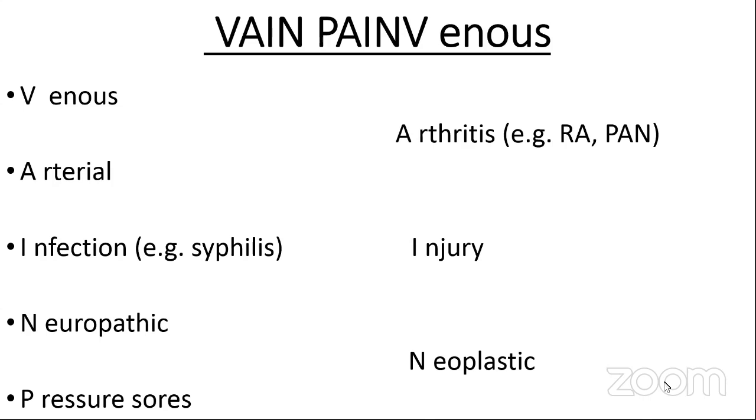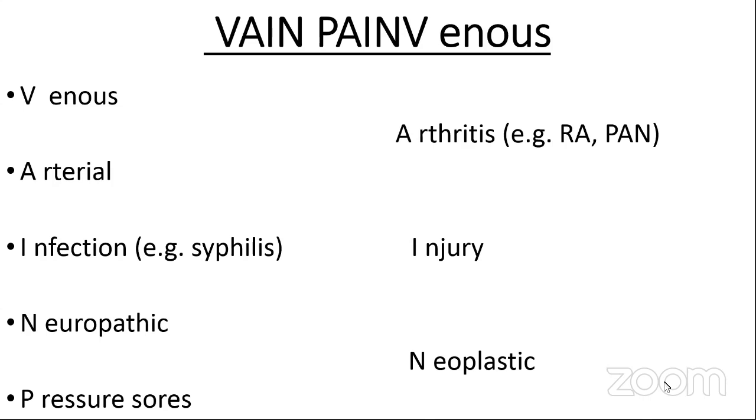I is due to injury, N is malignant or neoplastic ulcer. So a simple mnemonic to remember the types of ulcer is VEIN PAIN. So VEIN is venous, arterial, infection, neuropathic, and PAIN is pressure source, arthritis, injury, neoplastic.